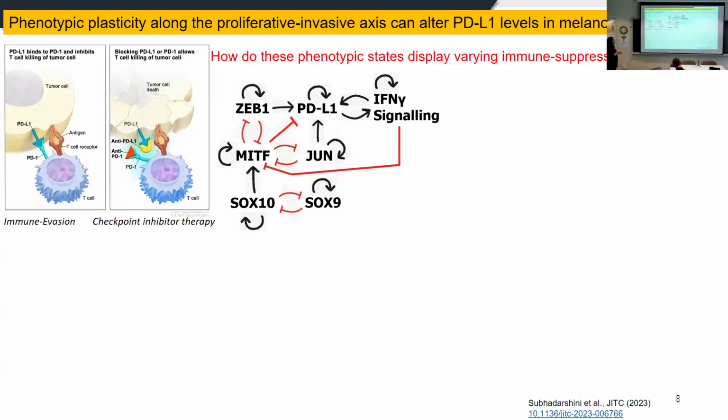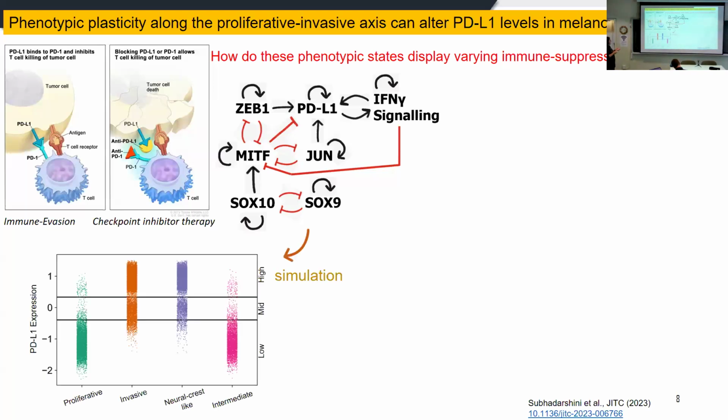So for that, we integrated PDL1 and interferon gamma into our gene regulatory network, because we know that interferon gamma transcriptionally activates PDL1 and vice versa. And then we again simulated this gene regulatory network using the previous framework. And what we were able to see is, in the proliferative phenotype, PDL1 levels are lower. However, in the neural crest and invasive phenotype, the PDL1 levels were higher than the proliferative.